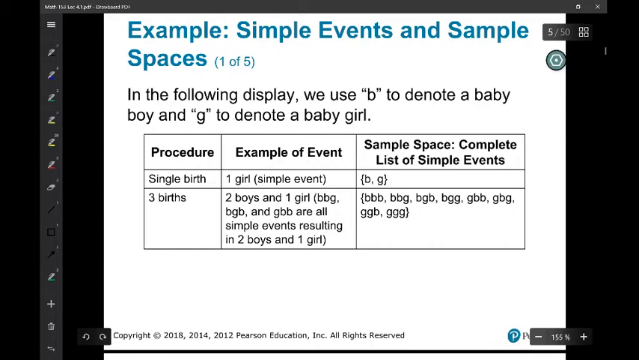It's no coincidence that 3 births, 2 possibilities, boy or girl, results in 2 to the 3 outcomes. And note, we have 8 simple events in our sample space for a procedure of 3 births.